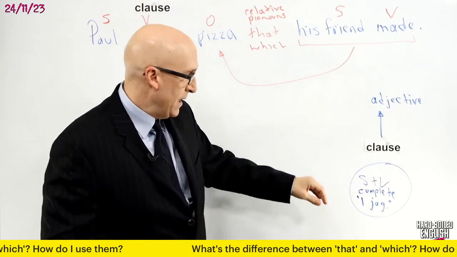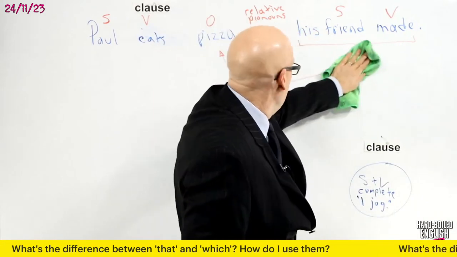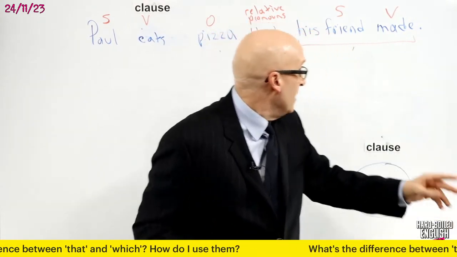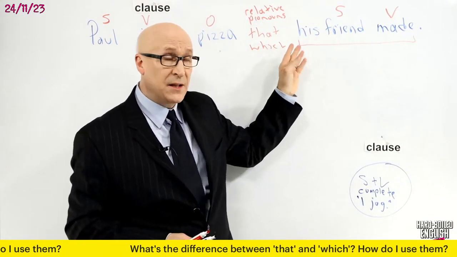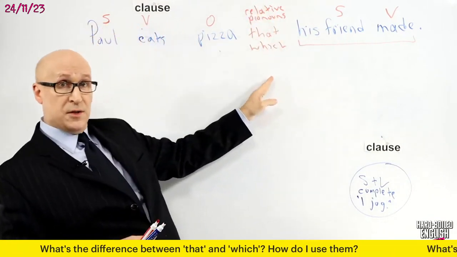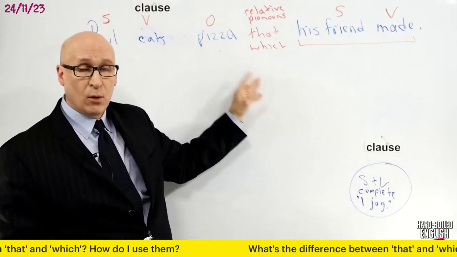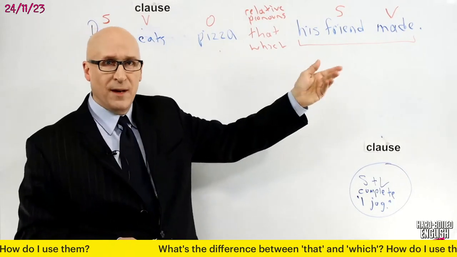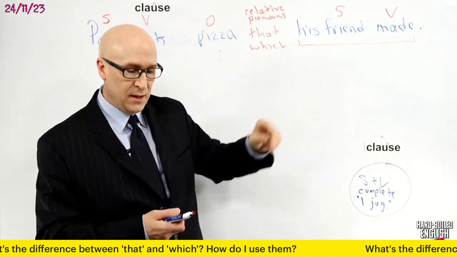For example, if we had something like this, here we have a subject, so we kind of don't need this. And in fact, you can cut that. You could say, Paul eats pizza his friend made, or Paul ate the pizza his friend made. Because we have a subject, we don't need this to be the subject.